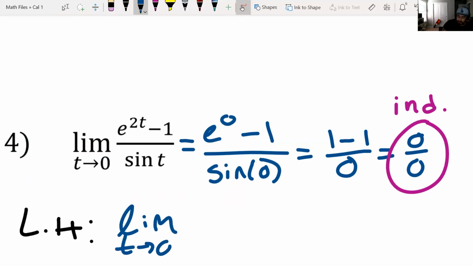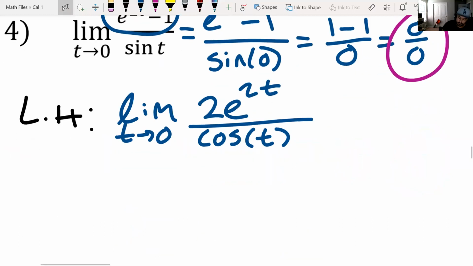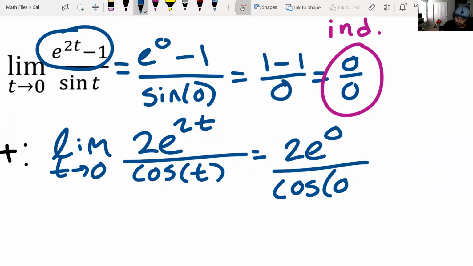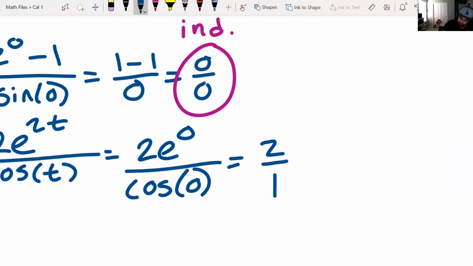The limit as t approaches 0, derivative of the numerator. Chain rule derivative for e to the 2t is going to be 2e to the 2t over cosine of t. Then plug in 0. 2e to the 0 over cosine of 0. 2 over 1, which is just 2. Wonderful.